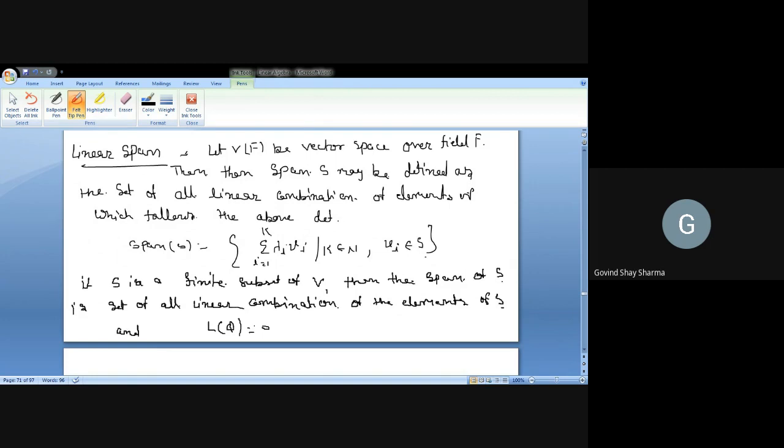Let V(F) be a vector space over a field, then the span may be defined as the set of all linear combinations of elements which follow the above definition. Span is the set of all combinations of vectors. It's called the span. Now we will do some important theorems on the basis of this.